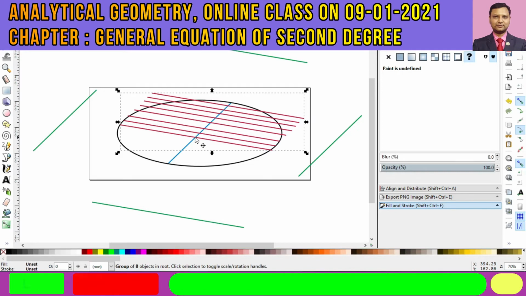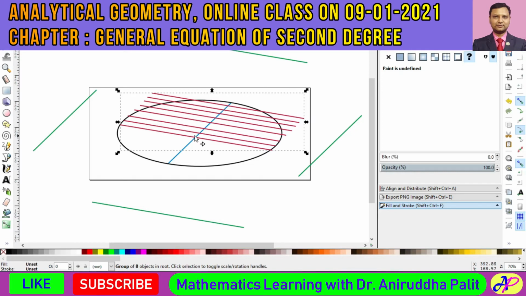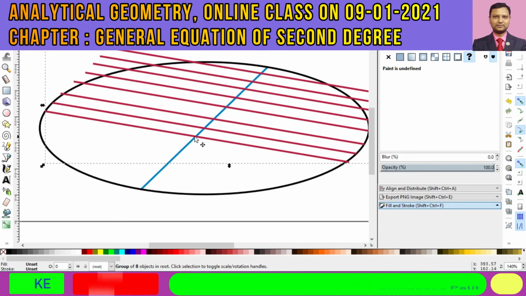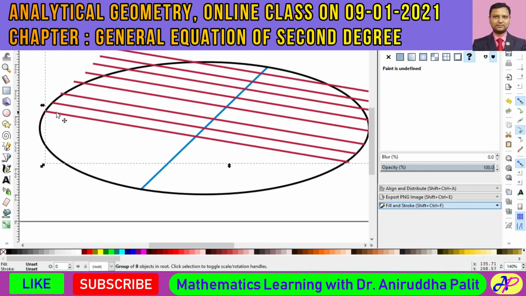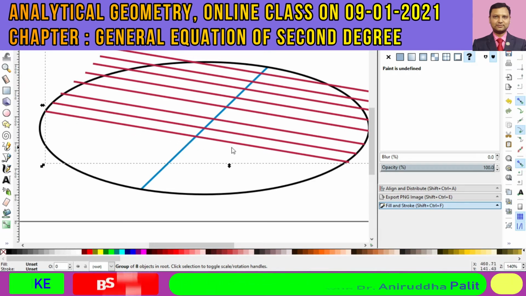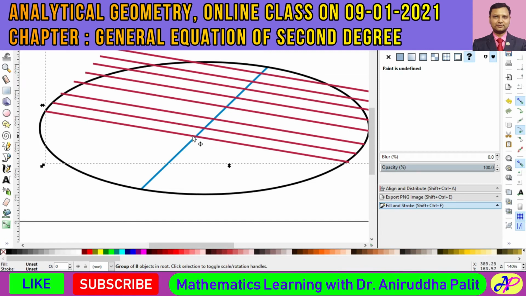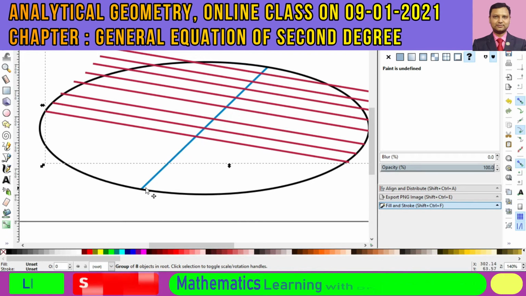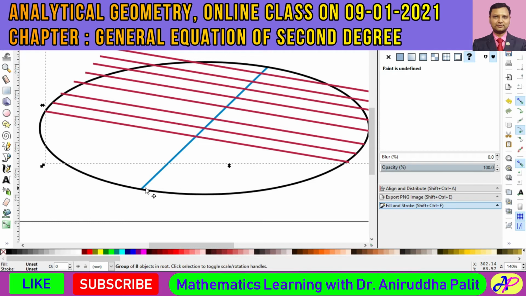That means if the middle point is known, suppose this middle point is known, then what would be the equation of this chord? If the coordinate of this middle point is known to us, then how to find out the equation of this chord, that I shall first discuss, and after that discussion only, we will be able to find out the equation of this diameter. So these two concepts are actually related to each other.